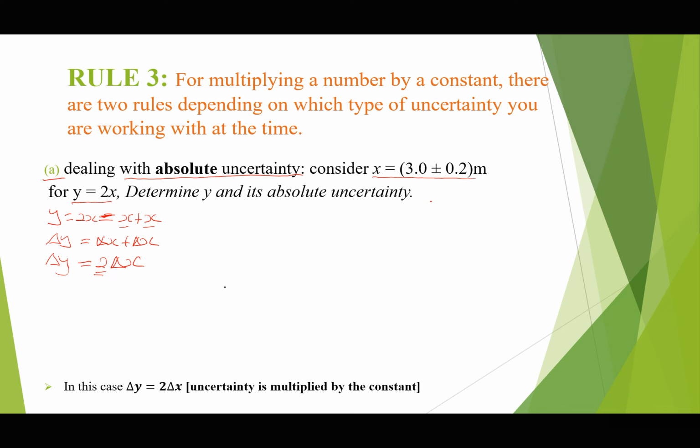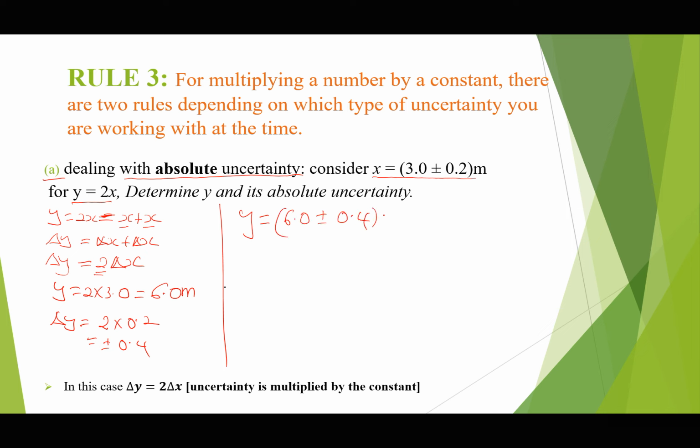So x has been given as 3.0. The true value of y is going to be 2 times 3.0, which is going to give us 6.0 in meters. So the absolute uncertainty in y is going to be twice the absolute uncertainty in x, which gives me plus or minus 0.4. Therefore, we shall say that y is going to be equal to 6.0 plus or minus 0.4 in meters.